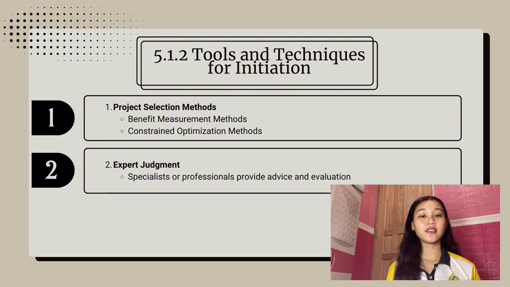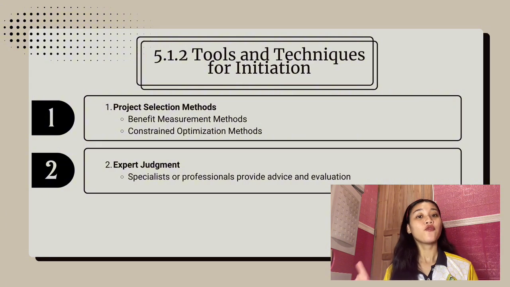First is the project selection methods, which are used to measure how valuable or attractive a project is to the owner. They help us decide which project to choose and which approach is best. And there are two main types. First is the benefit measurement methods.